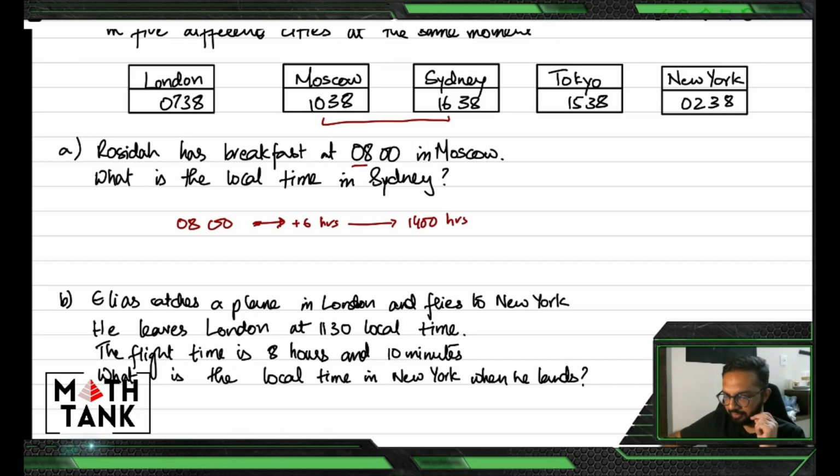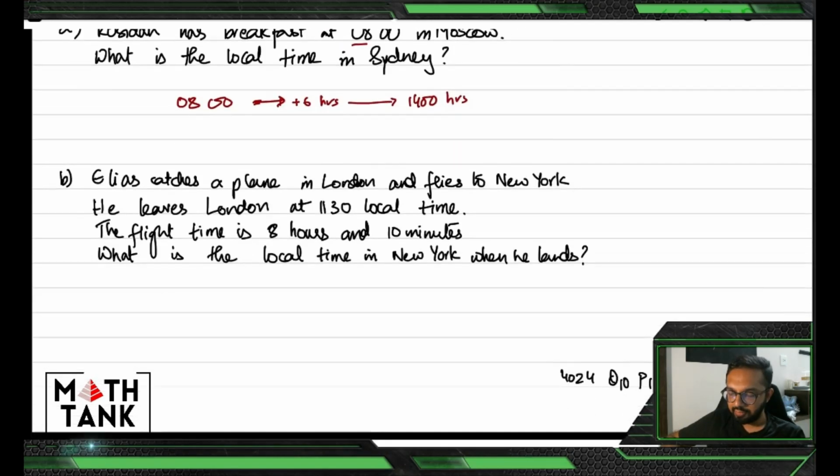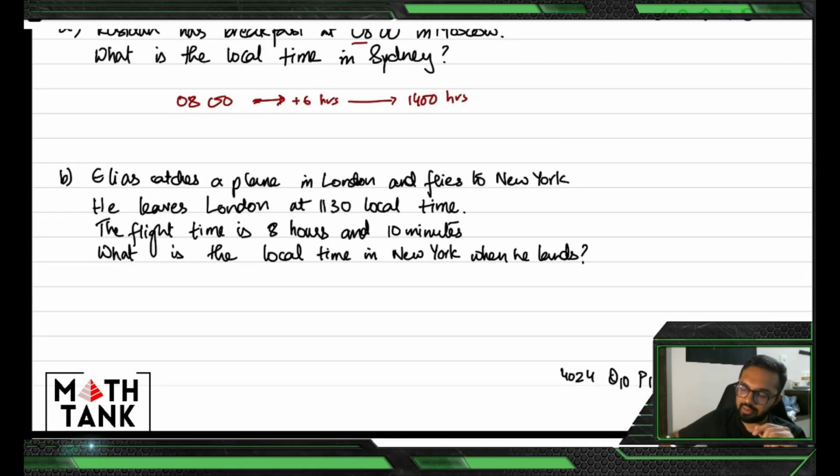Elias catches a plane in London and flies to New York. He leaves London at 11:30 local time. Okay, so let's see what the time difference between this and that is. So New York is behind London actually. Okay, so I'll have to count back if I'm keeping London time. So my clock is on London time. The flight time is 8 hours and 10 minutes. So I'm going to add 8 hours and 10 minutes to this. So plus 8 hours makes it 19:30, and plus 10 minutes makes it 19:40 London time.